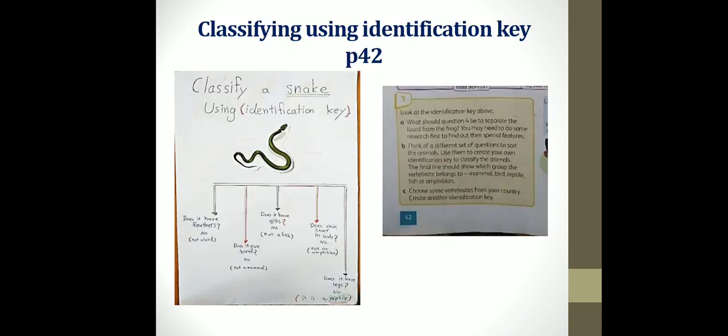You have an activity here. They said choose an animal. I chose a snake. Then I put some questions for it about the features and about what that animal does. This is the identification key. I put the snake. I asked 5 questions. Then I realized that I can put the snake in a reptile group. You can do that as an activity.